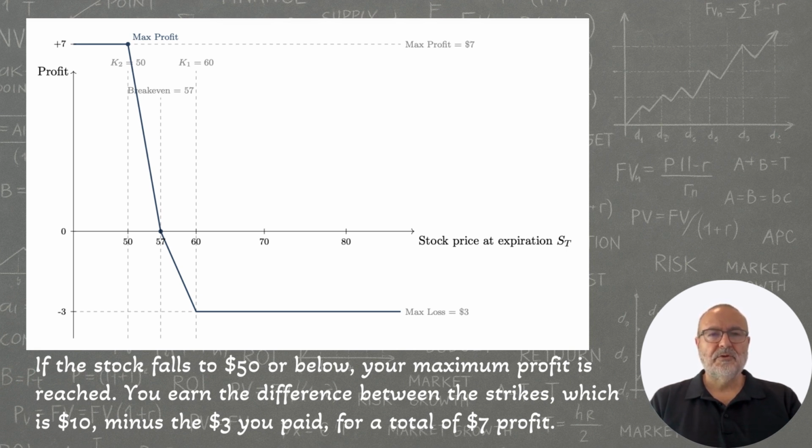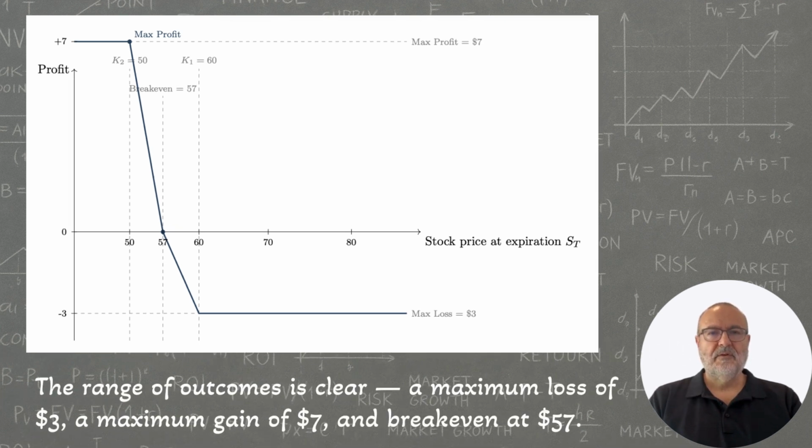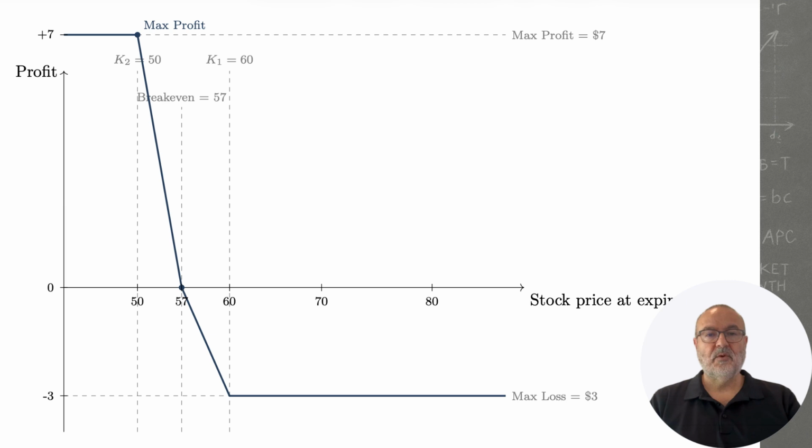If the stock falls to $50 or below, your maximum profit is reached. You earn the difference between the strikes, which is $10 minus the $3 you paid, for a total of $7 profit. So the range of outcomes is clear: a maximum loss of $3, a maximum gain of $7, and break-even at $57. Notice the line starts flat at the maximum loss when the stock is above $60, slopes upward between $60 and $50, and then flattens again at the maximum profit below $50. This shape highlights the limited profit and limited risk nature of the strategy. You know exactly what you can gain and what you can lose.